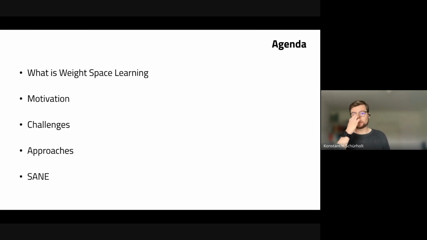For the rest of the talk, I want to define a bit what weight-based learning is and why people would do it, what the promise and the motivation for it is, what the challenges are, both inherent to the domain and particular to the approaches right now, and what common strategies are to address them. Then, as one example of a specific method, I'll present SANE, which we presented at ICML last year, which is also, I think, what I presented in Barcelona.